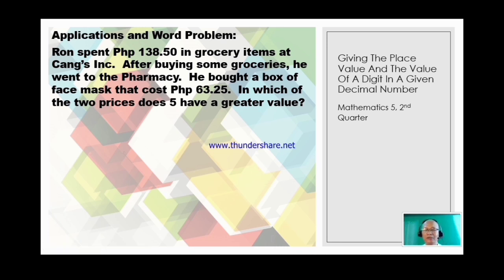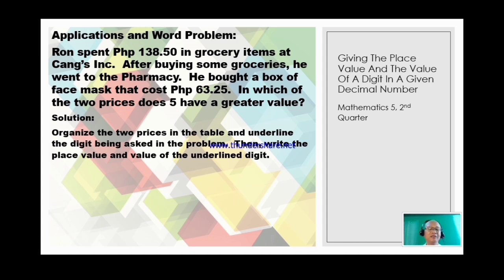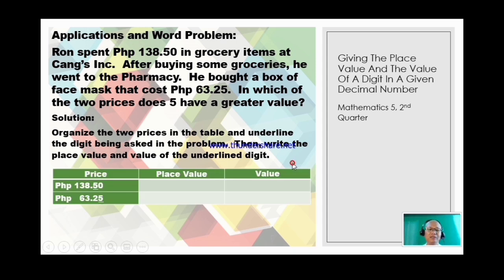So let us use the chart again to have a solution. Organize the two prices in the table and underline the digit being asked in the problem. That is, how are we going to solve the problem? Then write the place value and value of the underlined digit.